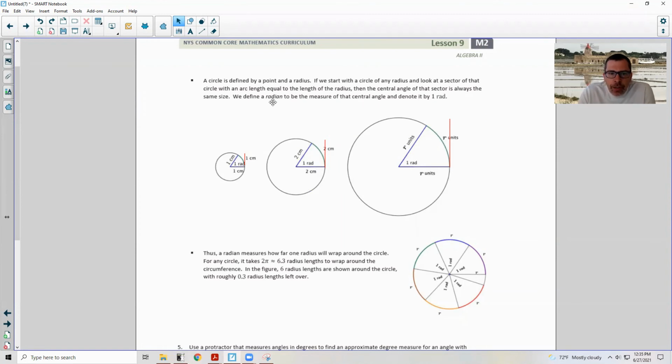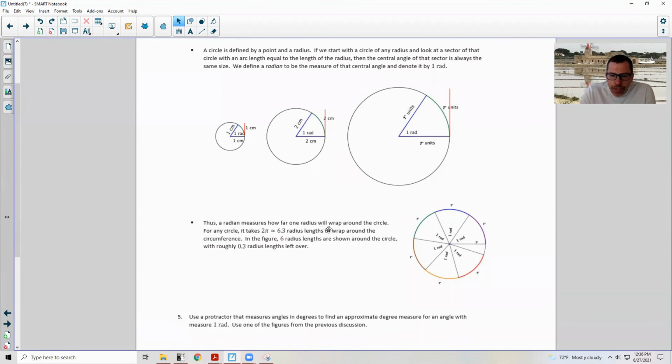Okay, we define a radian to be the measure of that central angle and denote it by 1 radian. So just whenever you hear the word radian, think of this angle formed by a circle's central angle where the angle intercepts an arc that is the same length as the radius. And therefore we call that angle measure a radian. So thus a radian measures how far 1 radius will wrap around a circle for any circle. It takes 2 pi radians, or approximately 6.3 radius lengths.